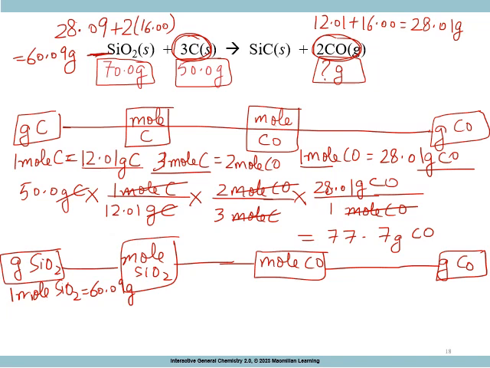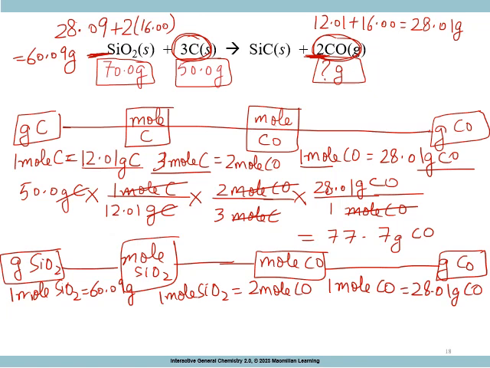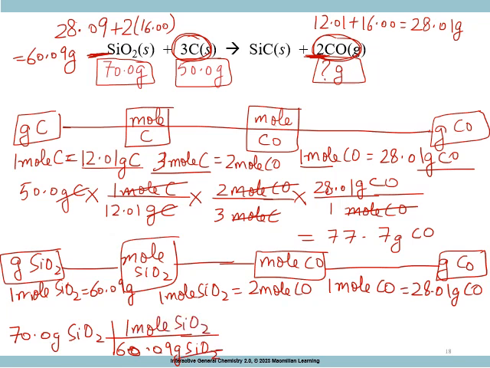For every 1 mole of SiO2 I make 2 moles of CO. Okay, right here. So 1 mole SiO2, 2 moles CO. Now I go from moles of CO to grams. Again, we just figured out the molar mass earlier. So 1 mole CO, 28.01 grams of CO. Now you can start with what's given. 70.0 grams SiO2, multiply 1 mole SiO2 over 60.09 grams SiO2, gram gone.